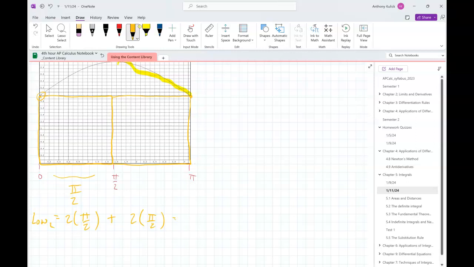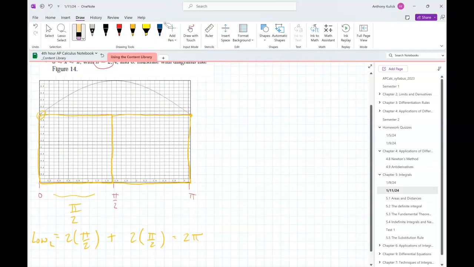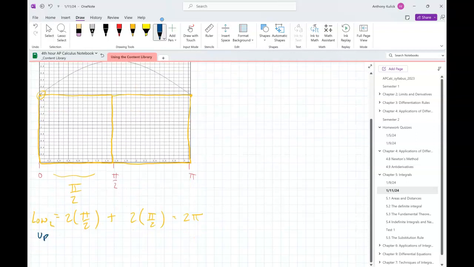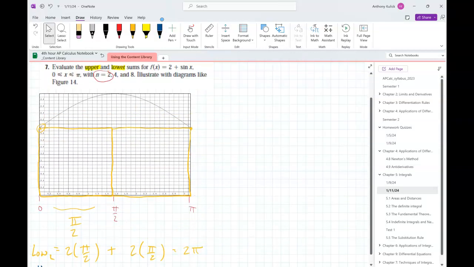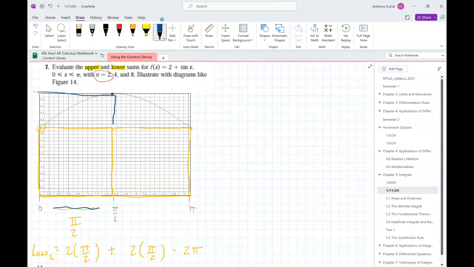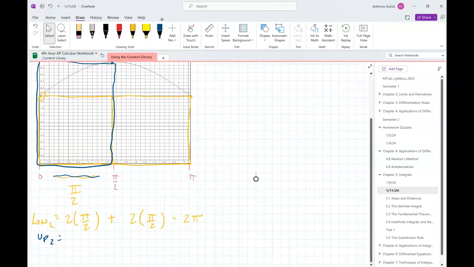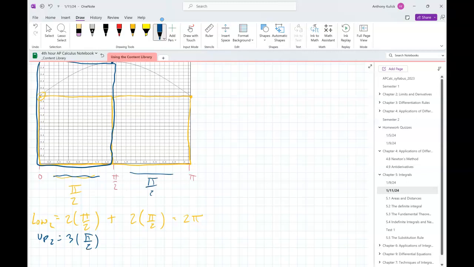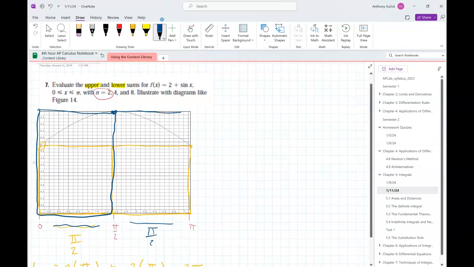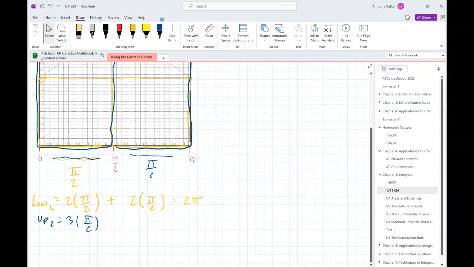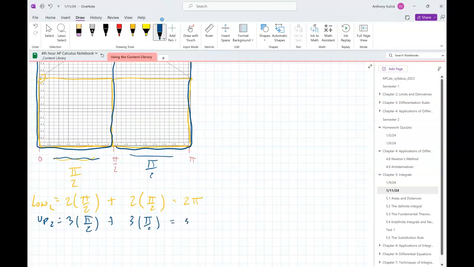So what do we get here? We get 2 pi, right? If I do an upper now, I'm just going to take the highest point on that first interval, which is up here. So that's my first rectangle, which is pi over 2 times 3. And again, the second interval, that distance is still pi over 2. This is still the highest point on my second subinterval. So I have 3 times pi over 2, which gives me 3 pi.